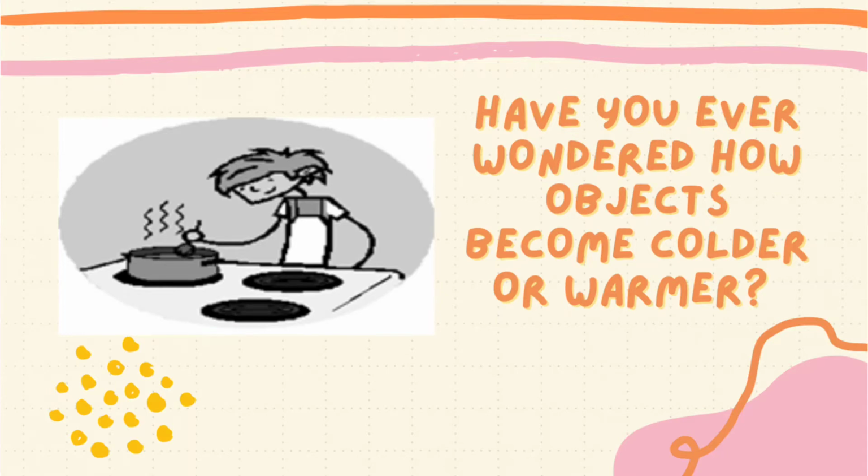Try to answer the following questions using the picture on the screen. First, what do you think will happen to the pan on top of the stove? Another is, what do you think will happen to the metal spoon if the boy leaves it in the pan? Why do you think it happened?